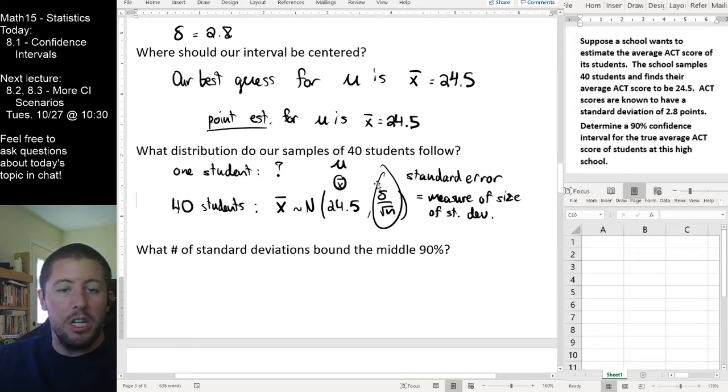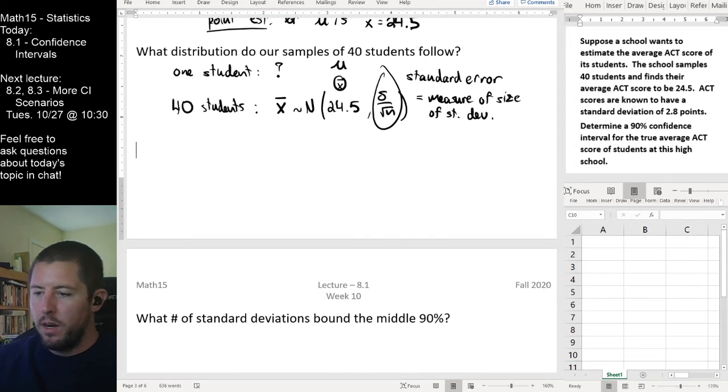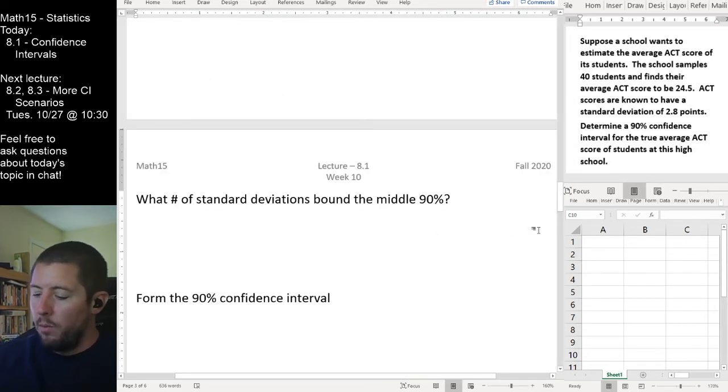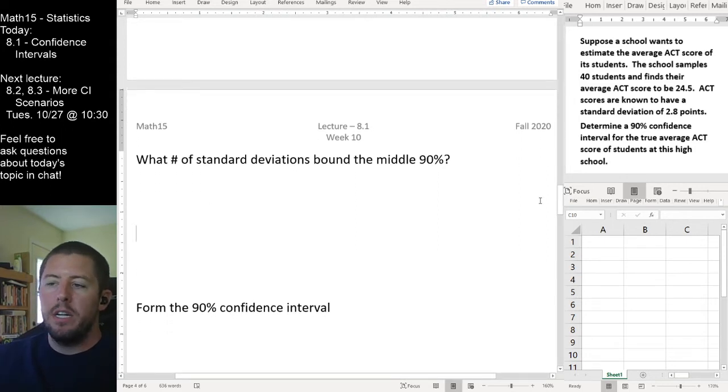So this information here is kind of bad. But this information here is really good. This is going to be very practical for us. We do know sigma, we do know root n, but we don't know mu, so I don't really want to say much about this column right here. Sigma over root n is our measure of one standard deviation's distance for a sample average of 40 students, and that's going to be really practical for us. So the next question here is really important, and we're going to have to play with this one a couple different times. We'll play with this one quite a bit today. What number of standard deviations bounds the middle 90%, right?